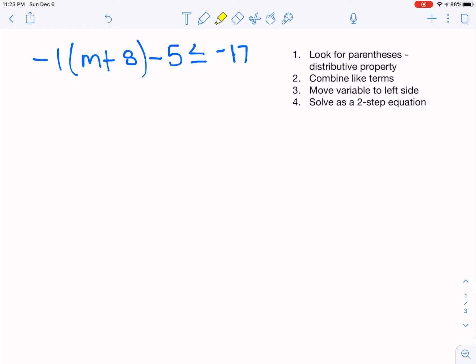On the right side of your screen, you're going to see a list of 4 things that we're going to go through on each problem. These 4 steps are going to help us to solve these linear inequalities.